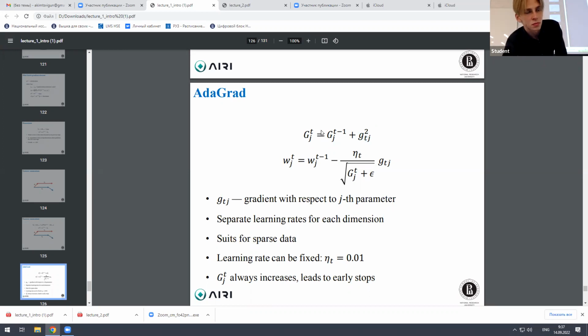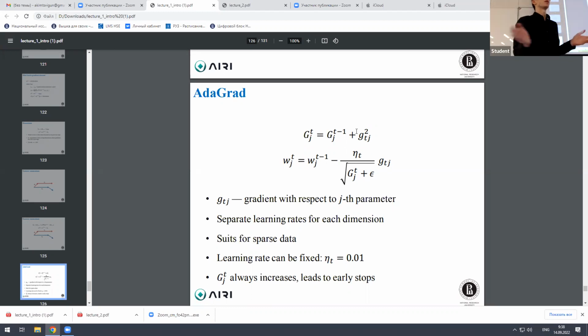Capital G is the adjusting coefficient for the learning rate of the parameter. So that's how the parameter is updated on each step. We take the previous value, we subtract the gradient; like in classic stochastic gradient descent, we would subtract gt multiplied by eta t. And now we also divide by this very part, which accumulates the information about the squared gradients of this parameter.